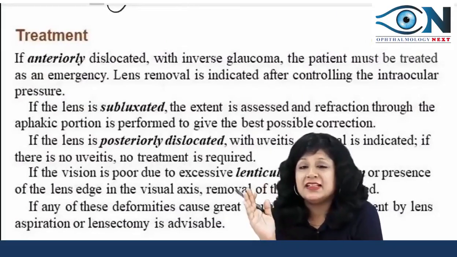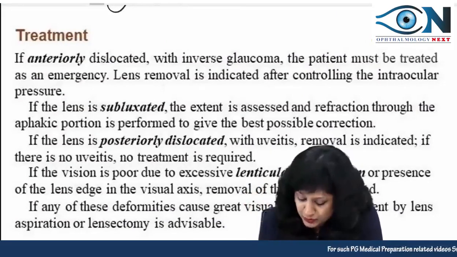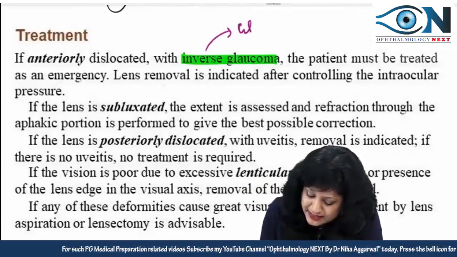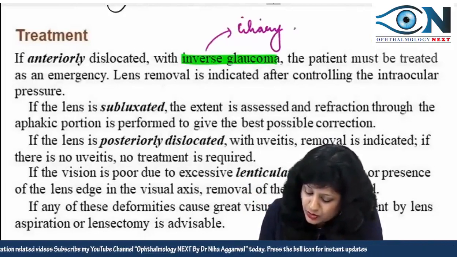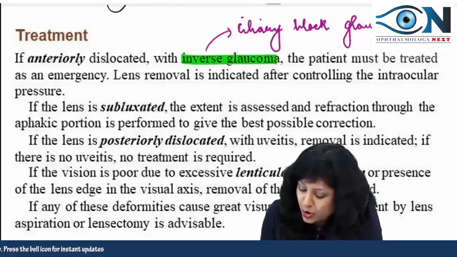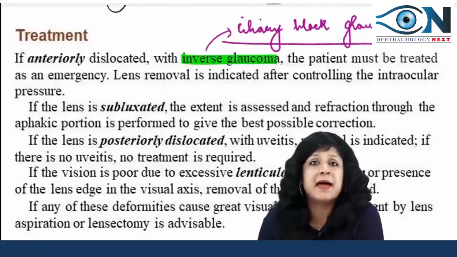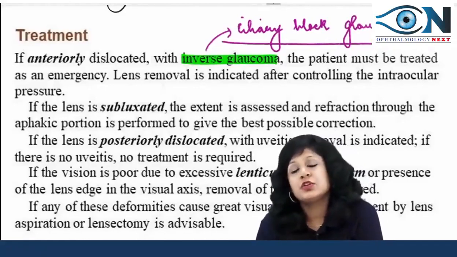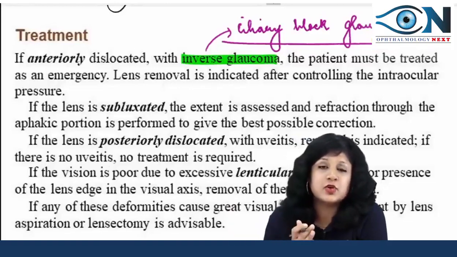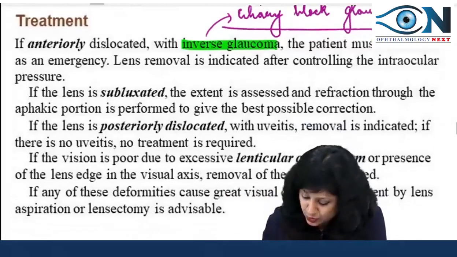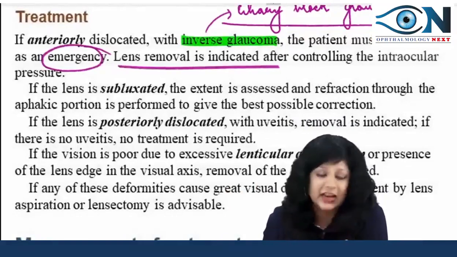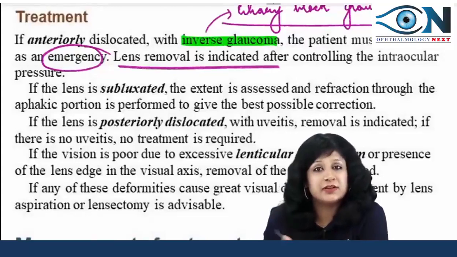Now if the lens is going anteriorly with inverse glaucoma, do you remember what inverse glaucoma was? Inverse glaucoma was your ciliary block glaucoma. This was your ciliary block glaucoma, which was also called malignant glaucoma. That was occurring due to the misdirection of the aqueous. So if there is anterior dislocation and that is also leading to inverse glaucoma, the patient obviously will be treated as an emergency. Lens removal is indicated, but obviously after controlling the intraocular pressure.